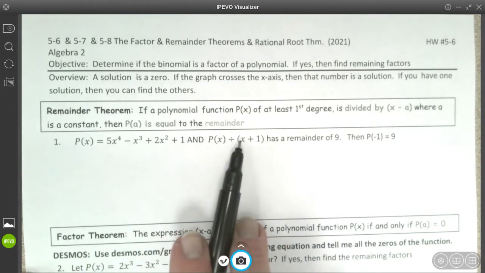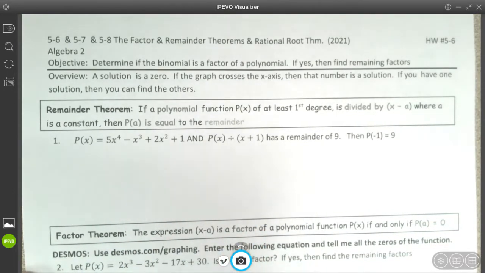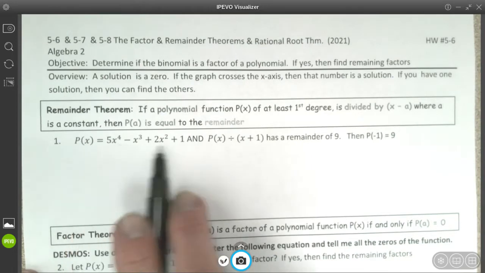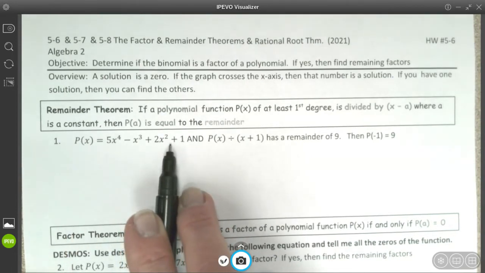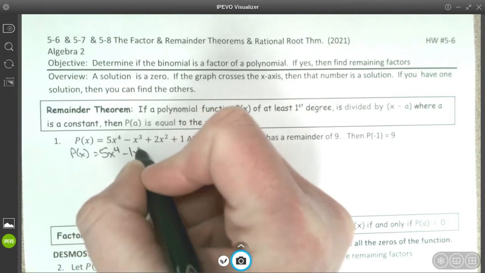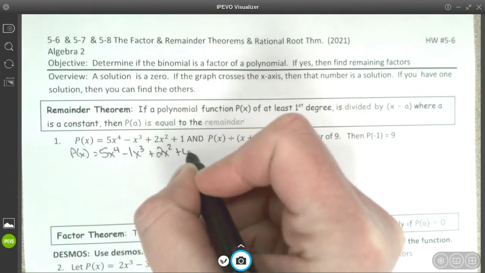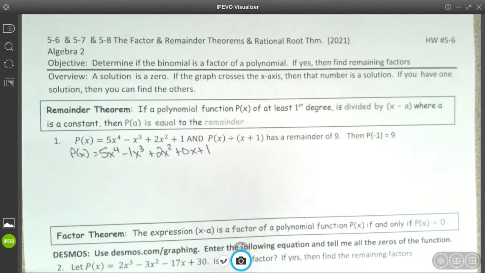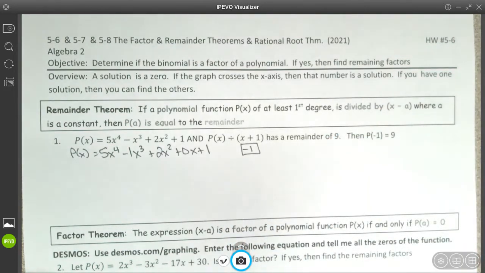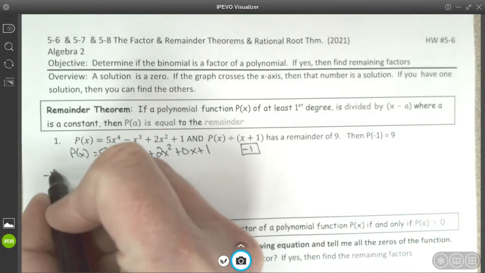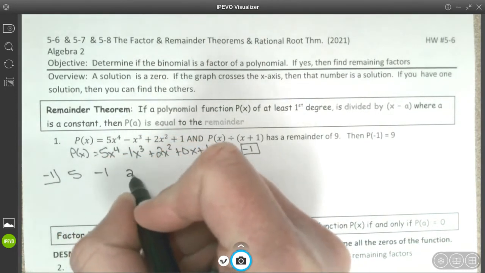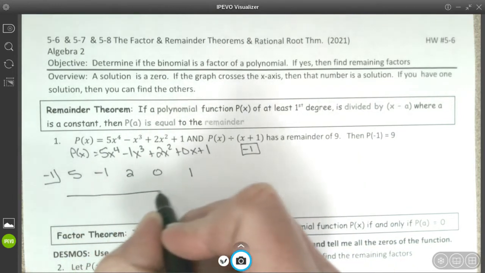So we can do this two ways. We can do synthetic division, or we can plug -1 into our calculator. Let's do it both ways and make sure that we get the same answer. So we're missing a filler 0 here at the x. So our function is 5x to the 4th minus 1x cubed plus 2x squared plus 0x plus 1. And if our factor is x plus 1, that means our divisor is going to be -1. So that's our divisor. Let's list out our coefficients: 5, -1, 2, 0, and 1.